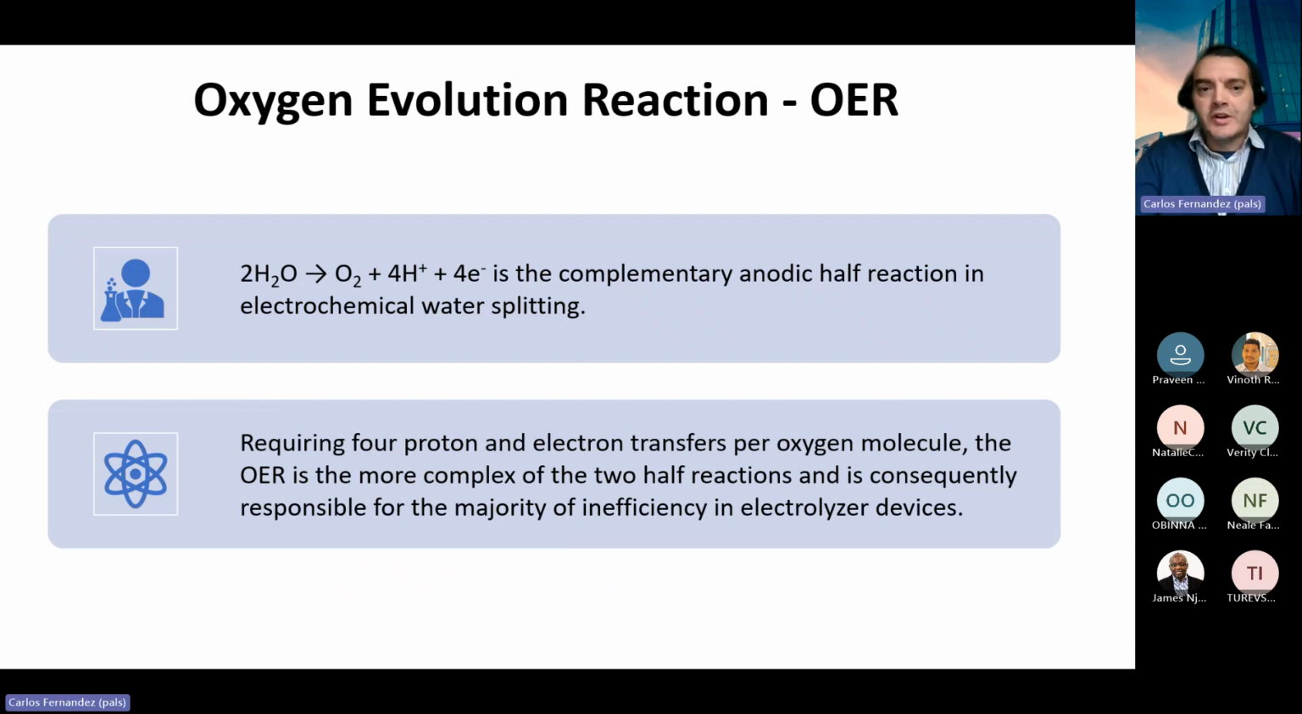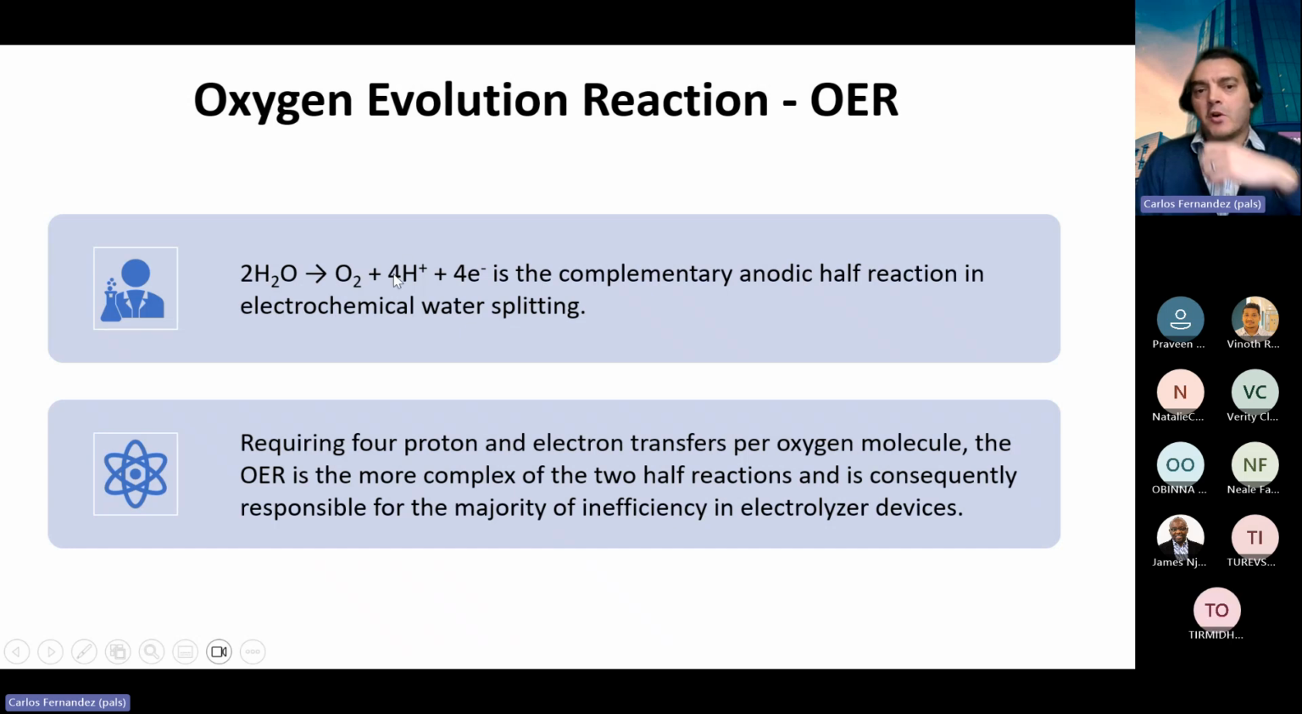The oxygen evolution reaction, as you can see, we have two water, then oxygen, 4 protons and 4 electrons. So this is what we call the complementary anodic half reaction. Basically, we said earlier on the electrochemical cell has two parts. One is the anodic, where the oxidation takes part, and the other is the cathodic, where the reduction takes part, usually in electrochemical water splitting.